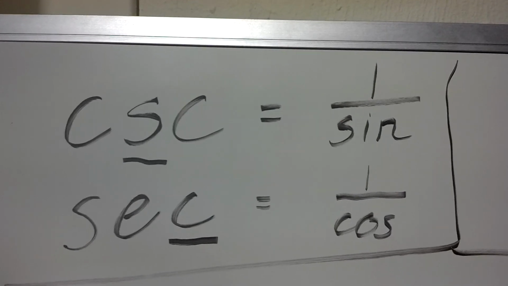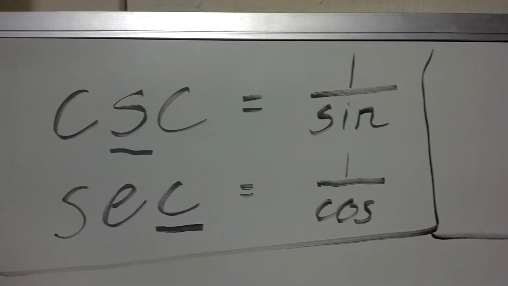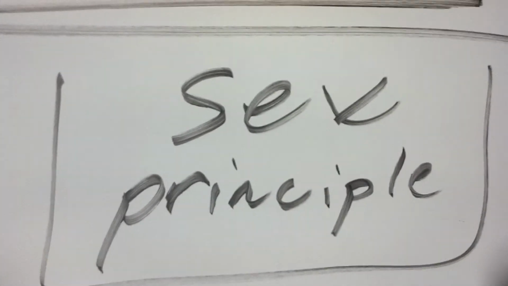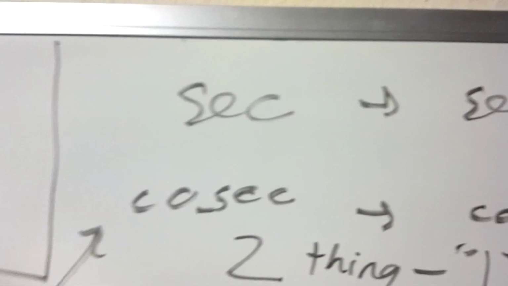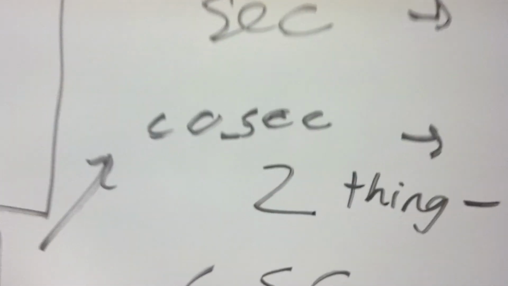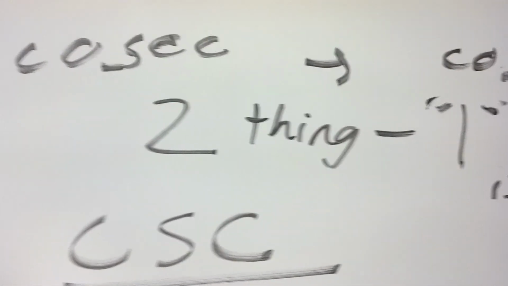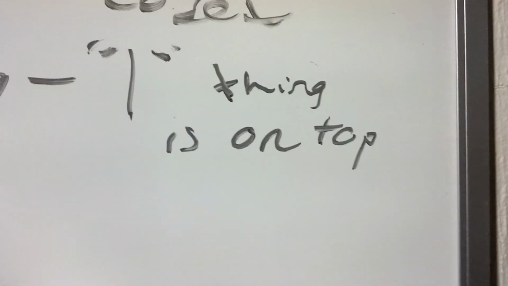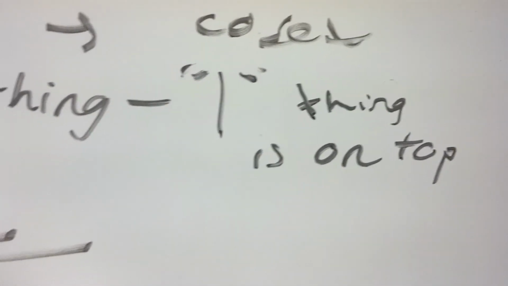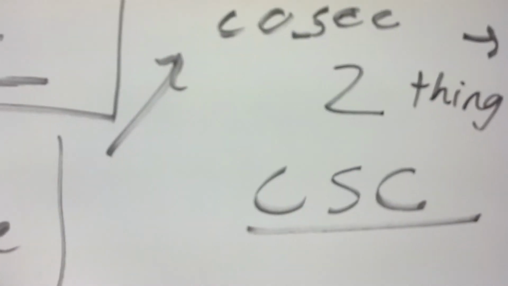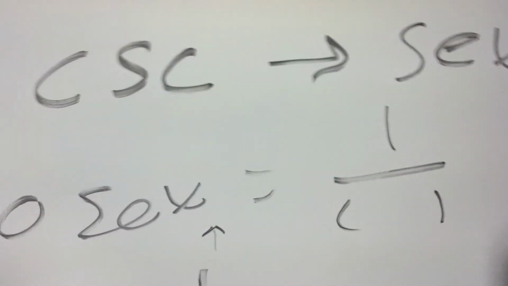It all orbits and circles around the sex principle. The sex principle is that sec, when you say it like sec, it sounds like the word sex, especially when you start doing it with sec x or sec squared x. So sex. And then sex, or your cosex, is two things. Like cosex, two things. And that equals the one thing is on top. So that means with the sex principle, both secant and cosecant have 1 on top in a fraction.